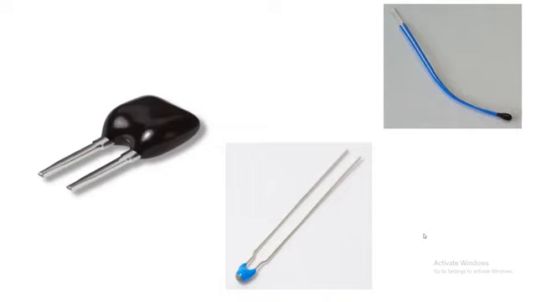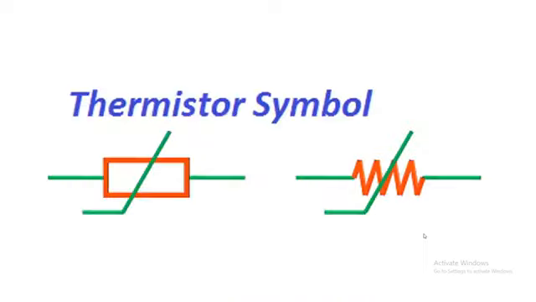When the temperature becomes very high, the resistance of this resistor will become very high. When the temperature becomes very high, there will be chances to damage our circuits. So this resistor will help us to increase the resistance to stop the flow of current. When the resistance becomes very high, there will be chances to stop the flow of current.